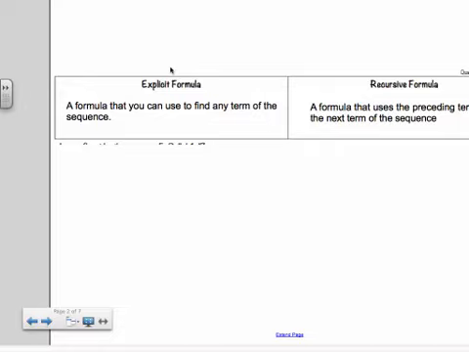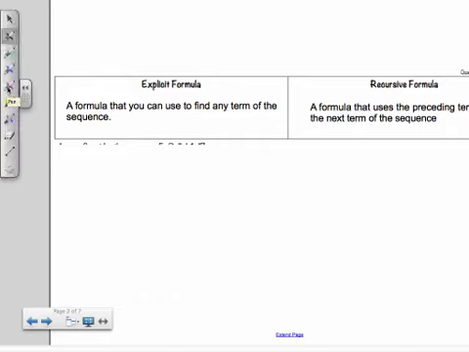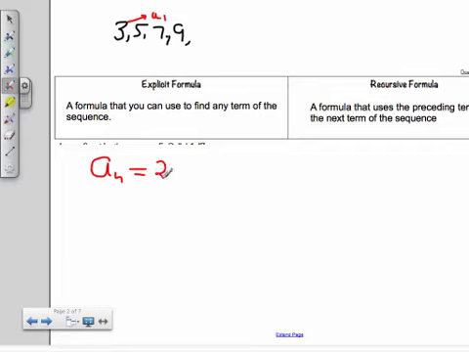An explicit formula is a formula that you can use to find any term of the sequence, and a recursive formula is a formula that uses the preceding term to define the next term of the sequence. So let's say you had a sequence that said 3, 5, 7, 9, and so on and so forth. If you look at your sequence right here, this means that a sub 1 would be 3, right? So if I were to tell you what the sequence would be, I would say that a sub n is equal to 2n plus 1.